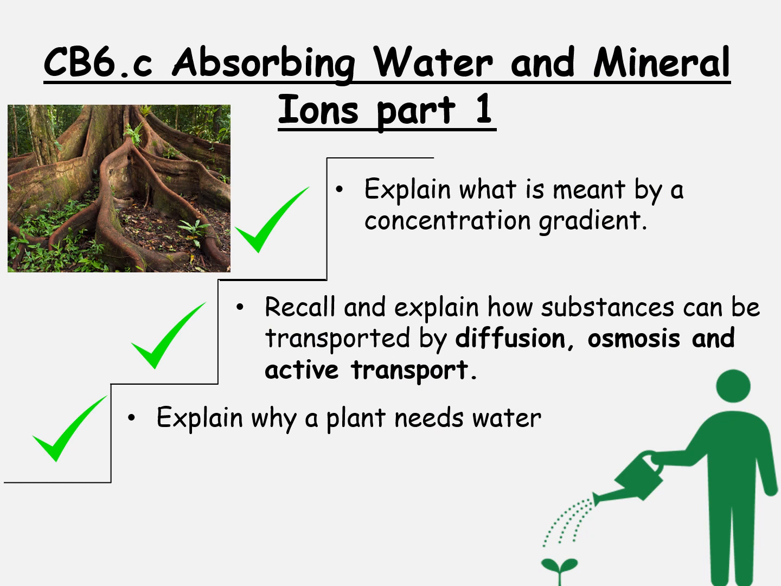Okay, so we've had a look at our 3 objectives now, and I'm hoping that you feel confident in being able to tell me why a plant needs water, what diffusion, osmosis and active transport is, and also being able to use the term concentration gradient in explaining those 3 different processes. Now, to make sure that you are happy with those 3 objectives, I'd like to carry out our last task for today's session.